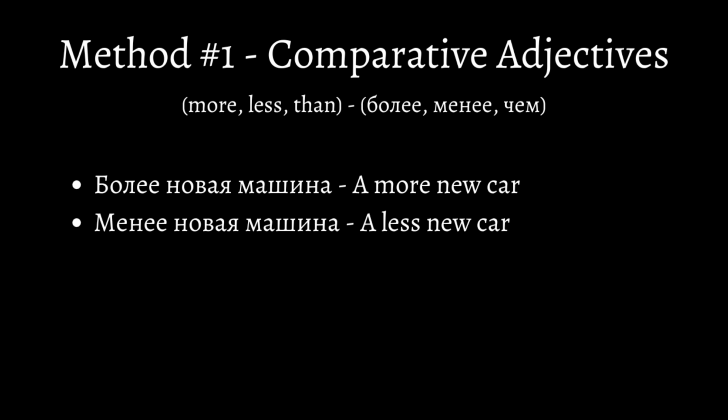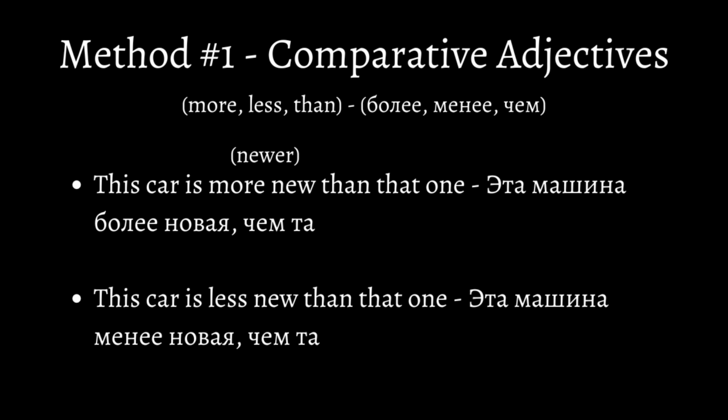Here's another example. Более новая машина and менее новая машина. A more new car and a less new car. In English, we have to say a newer car, but because we're comparing it to Russian, try to think of it as more new. Более and менее are placed in the beginning, but the normal adjective changes the gender for the feminine noun машина, and it's something we cannot forget.